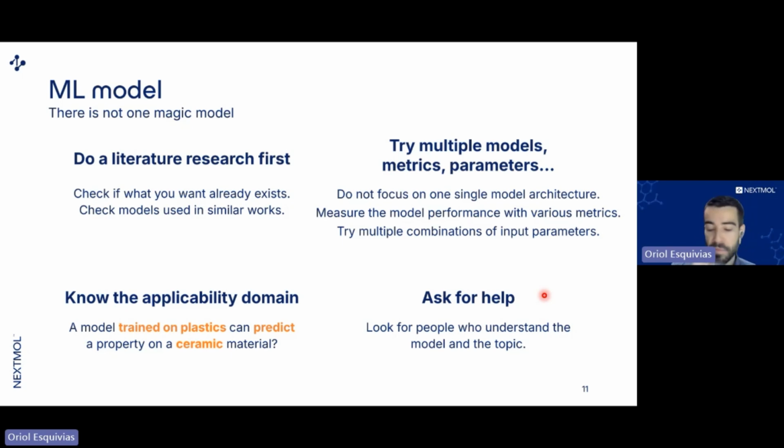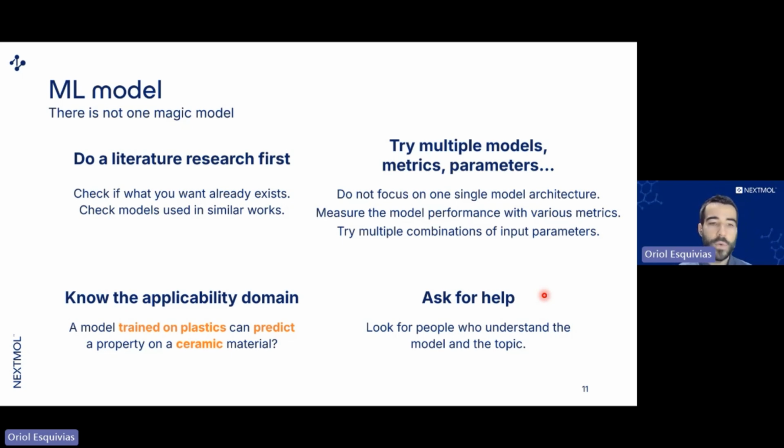And the third one is you have to know what your model can do and cannot do. For example, if you train a model on plastics to predict Young's modulus, then in the inference phase, if you give it a ceramic material, it probably will give you a value.